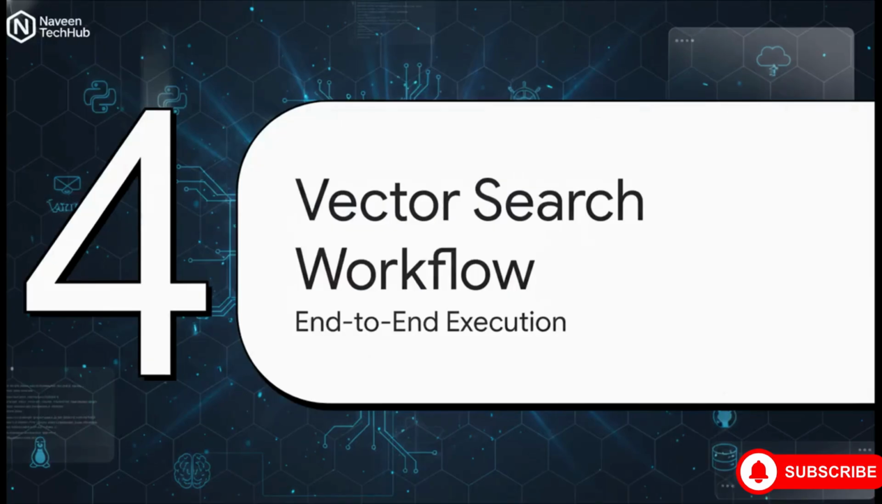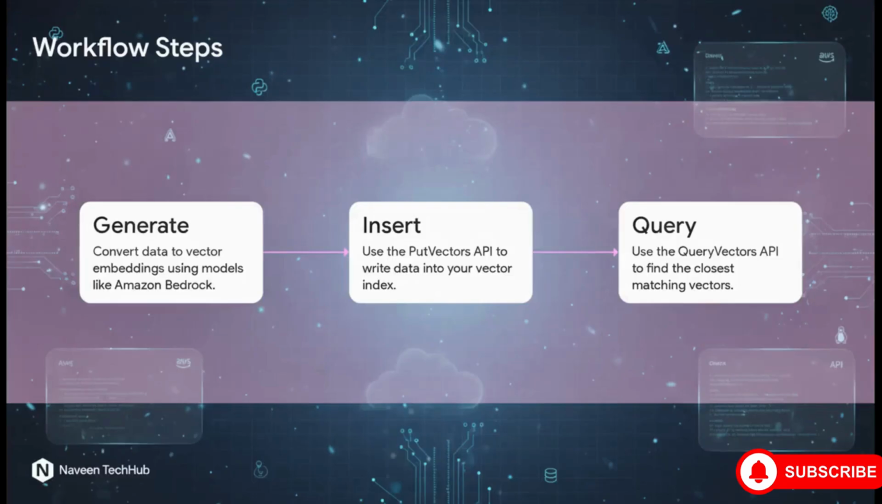Part 4. The vector search workflow. Let's move to the developer experience and see how this builds a complete end-to-end workflow in 3 really straightforward steps. Step 1, generate embeddings. You take your unstructured data, things like text or images, and you convert them into numerical vector embeddings, typically using a model from Amazon Bedrock. Step 2, insert vectors. You use the PutVectors API to write that data into your index, and S3 vectors provide strong consistency here, which means your data is immediately available to be searched the second it's written.